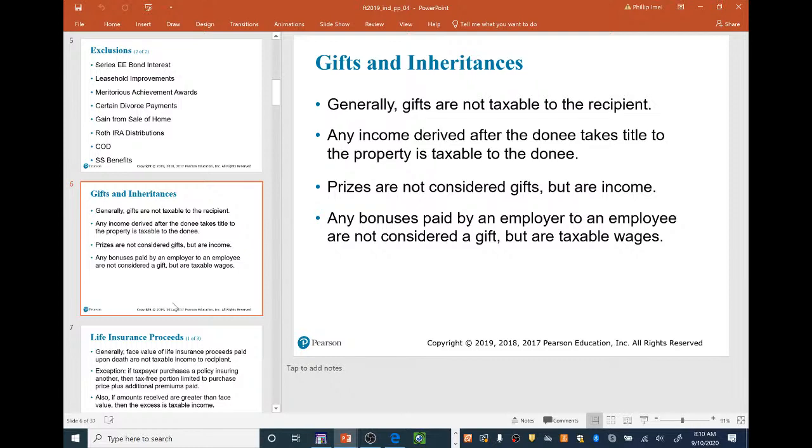Let's look at an example here. Let's say a mother gives a daughter bonds having a value of $100,000. The value of the gift, $100,000, is excludable from the daughter's gross income. Any taxable interest earned by the daughter subsequent to the transfer is included in the daughter's gross income. So there's an example of how gifts and inheritance work.